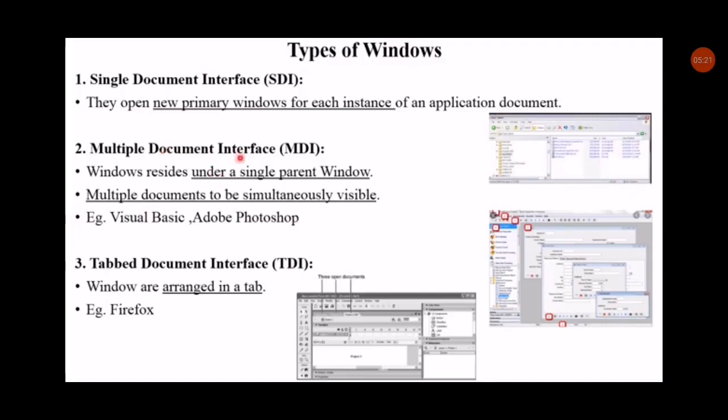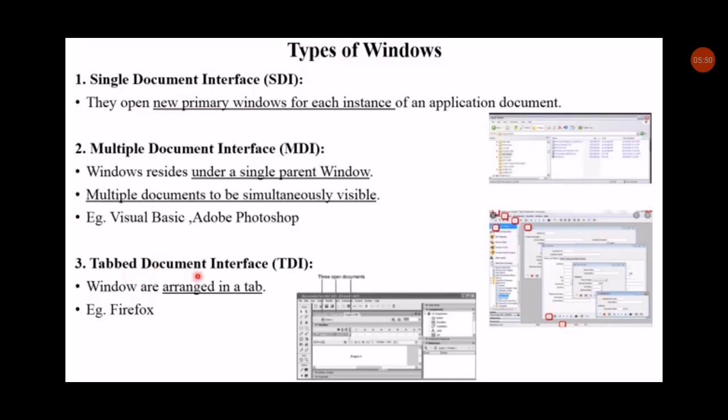Now what is multiple document interface? Windows reside under a single parent window. See here, this is a single application that is open. This is a single parent window. But in this single parent window, multiple documents are open simultaneously, right? Multiple documents are simultaneously visible. So this is called a multiple document interface. In a single window, multiple documents are open, right?